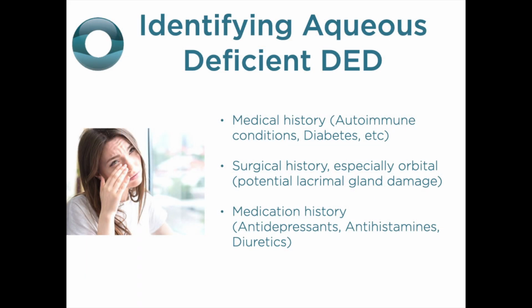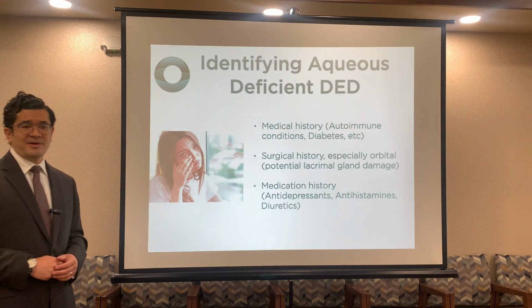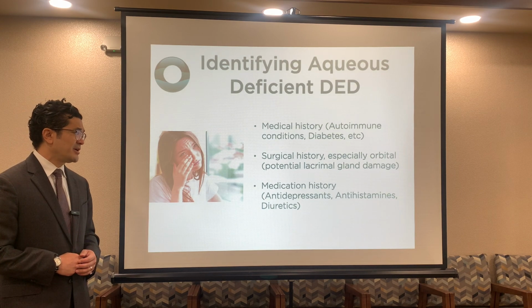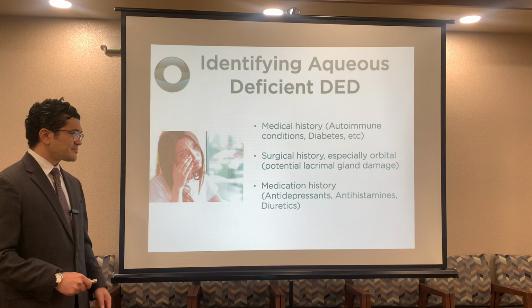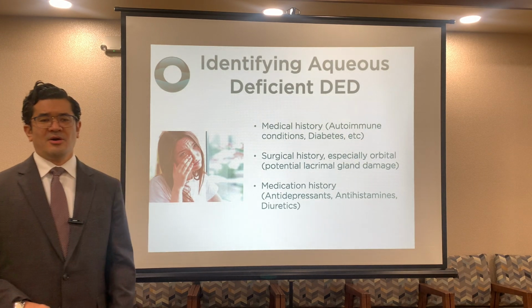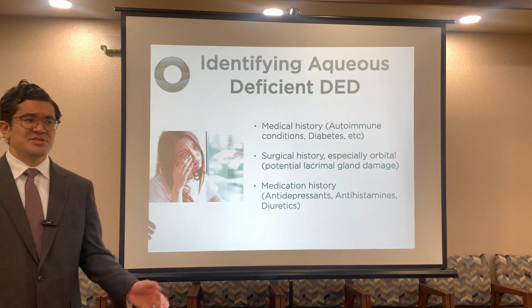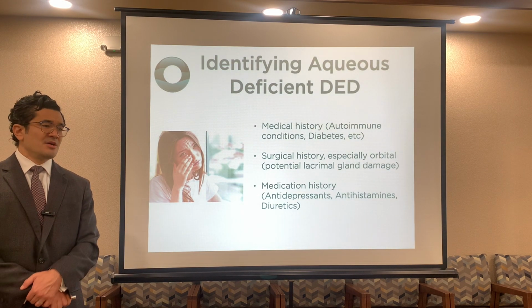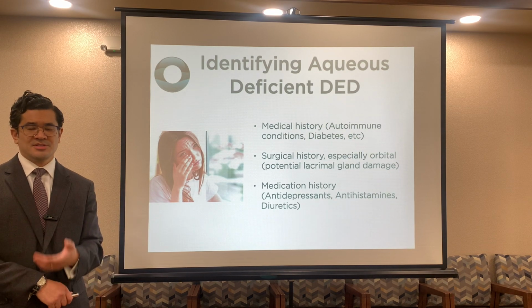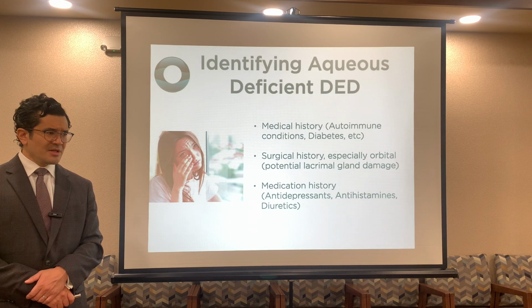So with our aqueous deficient dry eye, we really look at their medical history. Many of these systemic diseases have associations with dry eye. A lot of the heart medications exacerbate dry eye. Antidepressants, antihistamines, diuretics, all these medications can exacerbate the dry eye patient. So a complete history is needed for the dry eye patient. We can't just tell them, here, use your tears, see you later. It really is a lot more complicated than that.